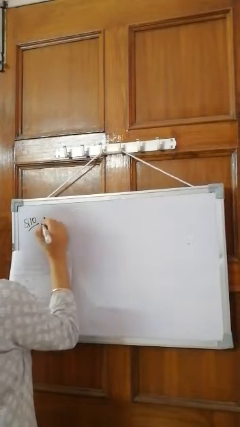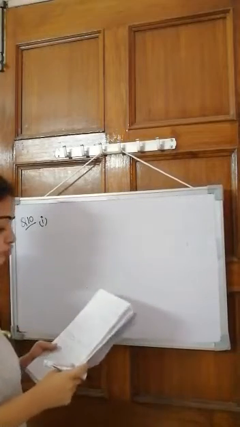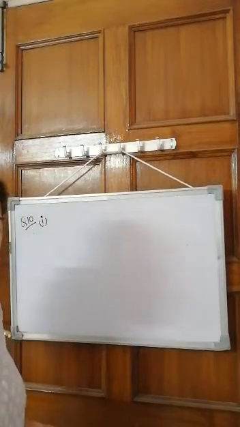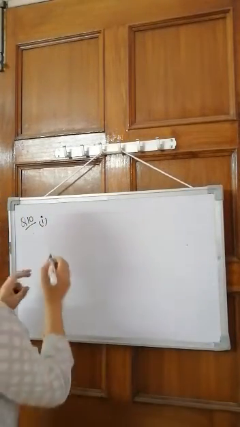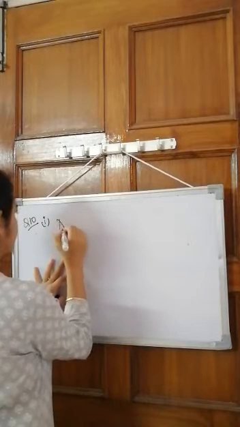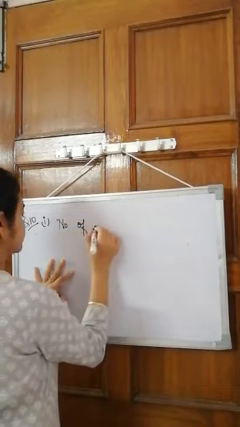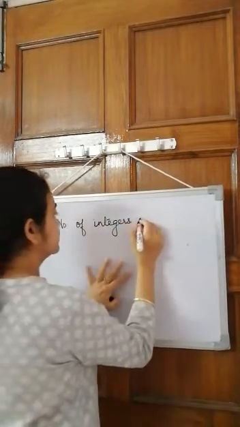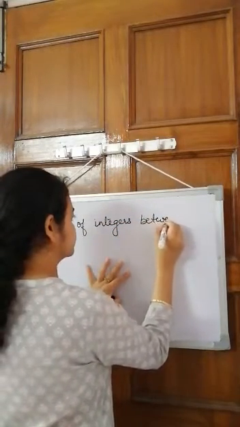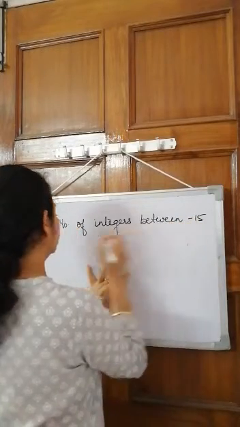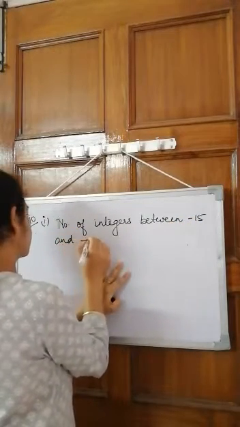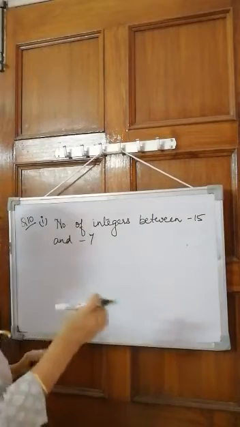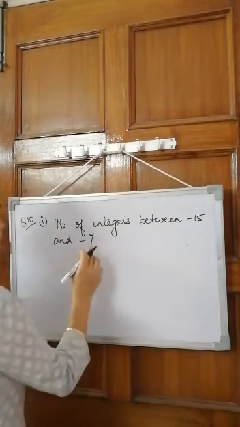Question number 10, first part says, how many integers are there between minus 15 and minus 7? So you have to write the number of integers. Let's write how many integers are there between minus 15 and minus 7.